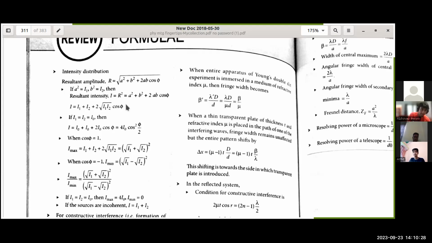Then this is how amplitudes add up. Okay, they add up in a vector sense. So A is the amplitude of the first, B is the amplitude of the second, and R is the amplitude of the resultant. Now write: intensity is proportional to amplitude square.